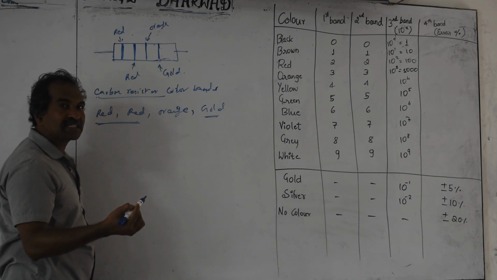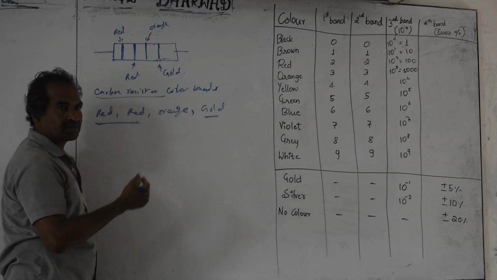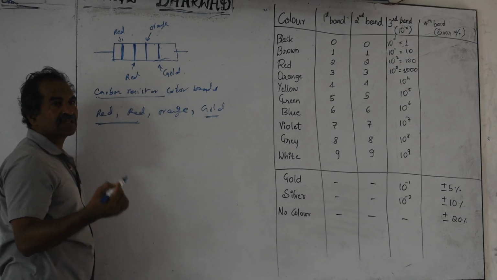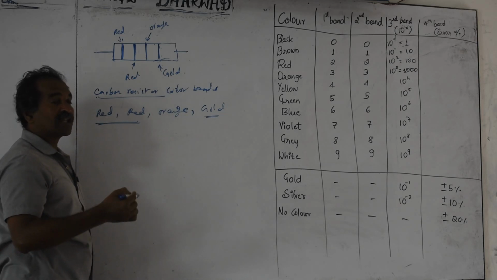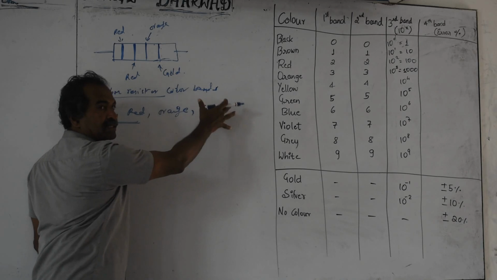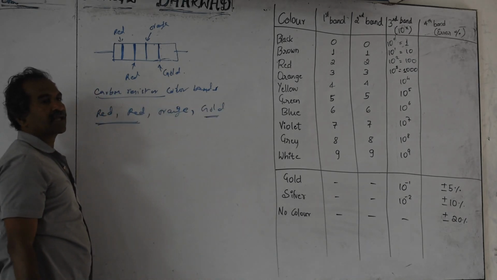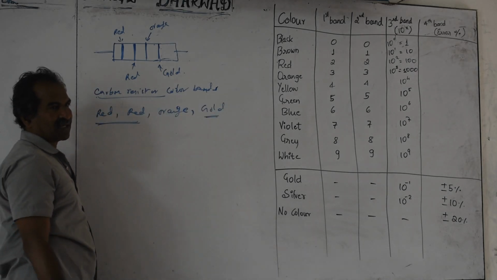Most precision means the error should be less. Gold means less error, more precision, compared to silver. Silver is plus or minus 10%. If the fourth band is missing, not there at all, then you take the error as 20%. That is a very rough resistance.